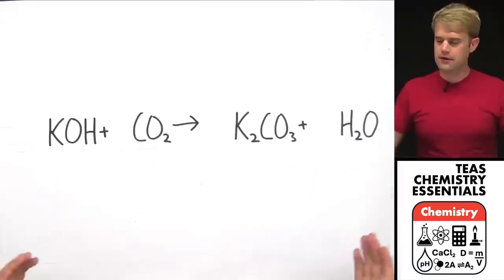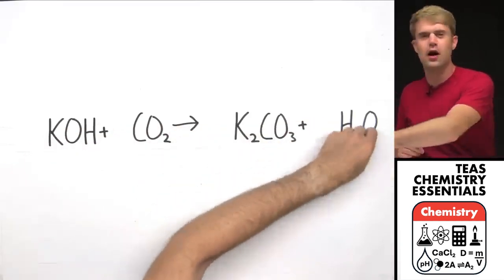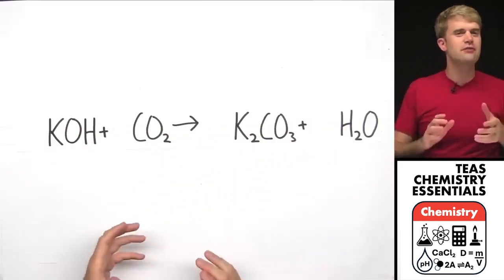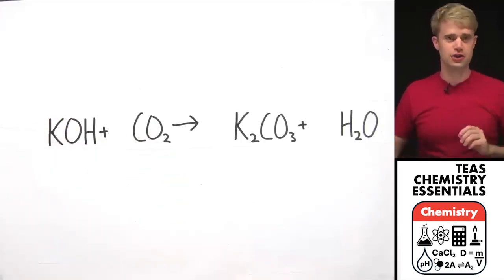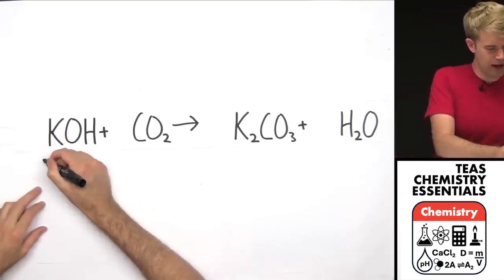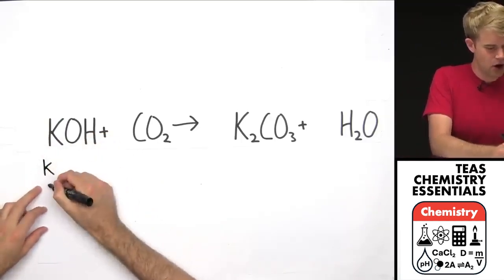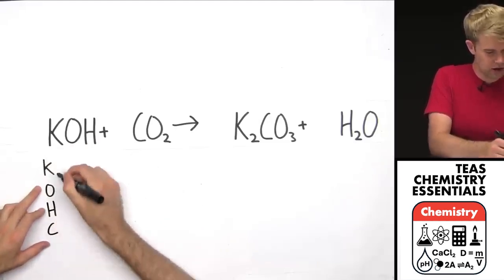It balances. This equation is a little bit more challenging because we have oxygen in all the compounds here. That means that we're just going to have to be a little bit more careful when we're adding up the number of oxygen atoms that we have. Okay? So the elements in this equation: we got K, potassium, O, oxygen, H, hydrogen, and C, carbon.